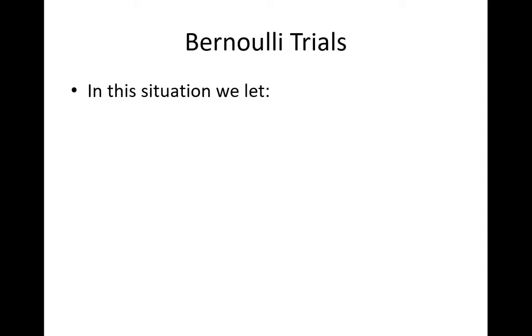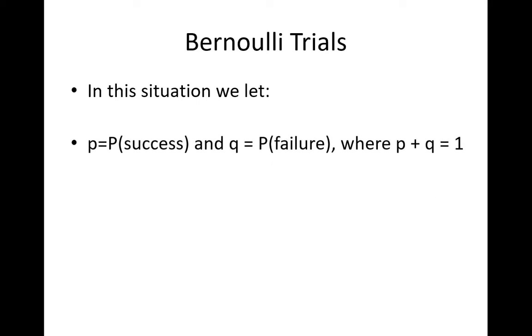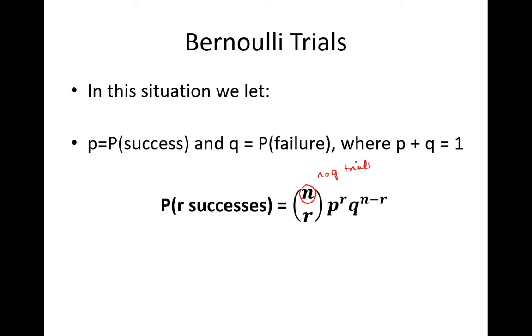In this situation, we're going to let P equal the probability of success. In other words, what you've decided to be the success, when you work out the probability of success, that's P. Q therefore will be the probability of failure. But because there's only 2 outcomes, the probability of success plus the probability of failure has to be equal to 1, because 1 is the highest probability we actually have. The probability of R successes then uses the formula nCr multiplied by P to the power of R, Q to the power of n minus R. What does that mean? n is the number of trials. R is the number of successes.